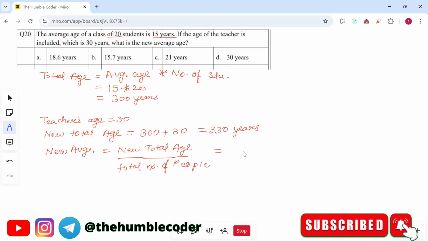So the new total age is 330, and the total number of people is how much? We were told that in the class there were previously 20 students, but in our new calculation one more person is added, which is the teacher. So we will take the new value as 21 for the total number. When you divide this, it comes to approximately 15.7 years. So the correct answer in this case is option B, which is 15.7 years.